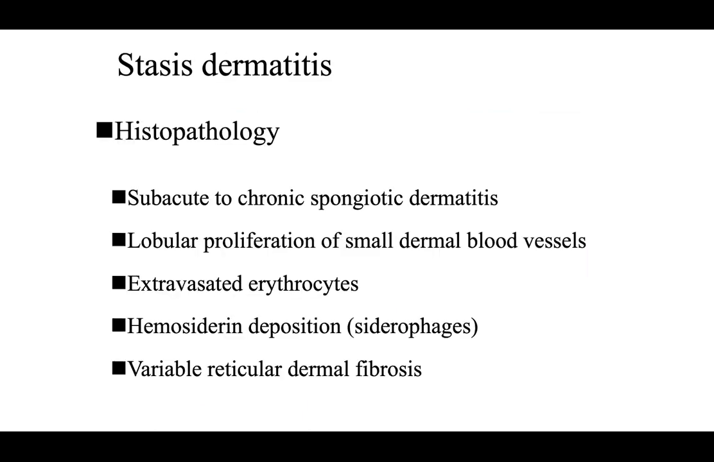Now, in histopathology, as you would predict, you're going to see subacute to chronic spongiotic dermatitis. The key here, and I often like to mention it in the reports, is a lobular proliferation of small dermal blood vessels with thick walls. And so that helps you just understand that I'm seeing some stasis dermatitis change or venous insufficiency change. Even in the background of a different pathology, you can see stasis change in the dermis.